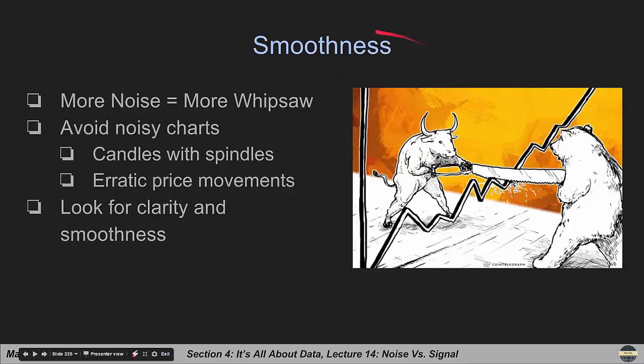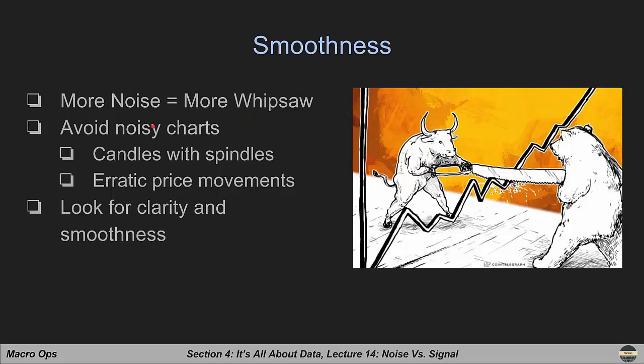So another way to talk about this trending versus consolidation is smooth versus rough. And we want to look at smooth areas of the market. Think back to that Dixie, that dollar index. It was a very smooth trend. So more noise is going to cause more whipsaws.